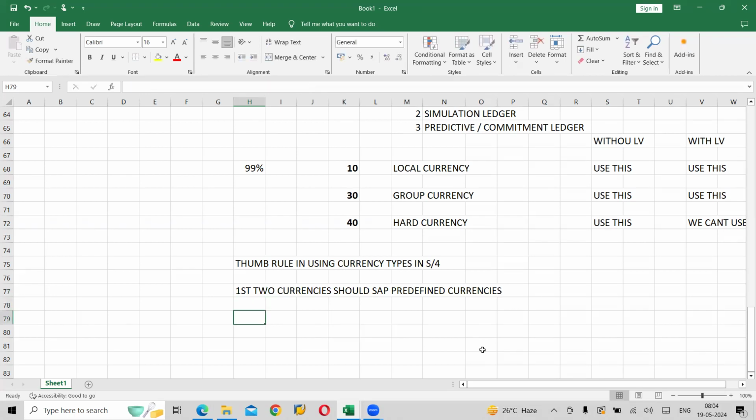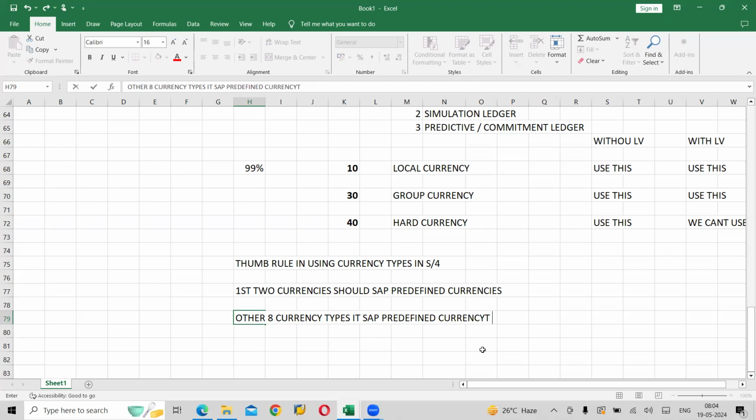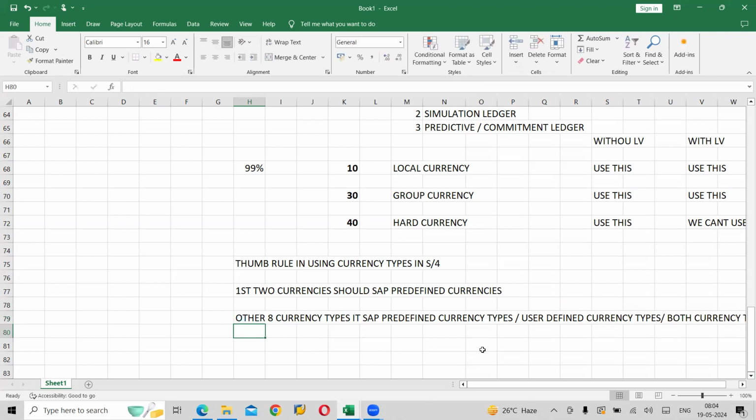And the other 8 currency types can be SAP predefined currency types, or user defined currency types, or both, meaning SAP predefined as well as user defined. Is this clear?